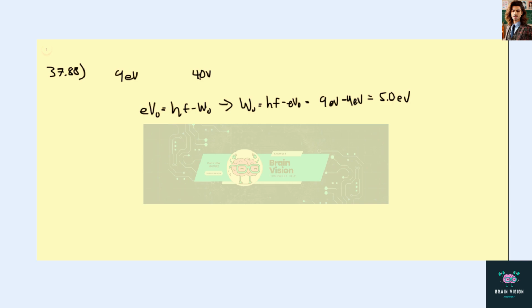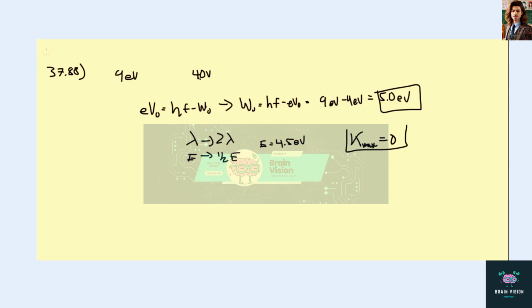So if the photon's wavelength is doubled, so the wavelength goes to 2 wavelengths, then the energy goes to 1/2 the energy because they're inversely related. That means we now have an energy of 4.5 electron volts, and that's smaller than our work function because we already said our work function was 5 electron volts. So that means there's going to be no current flowing. So the maximum kinetic energy is 0. So K max here is 0 in this case.